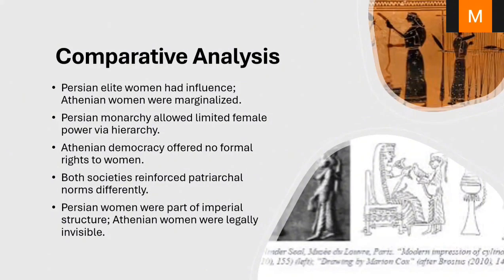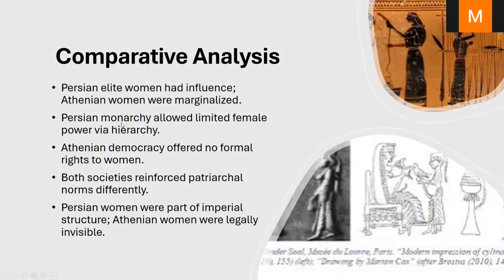Now we are going to comparatively analyze the two, the monarchist women and the non-monarchist women's lives. Now let's begin. In Persia, we can see that particularly among the elites, women had a degree of political influence, albeit indirectly through their familial ties to male rulers. Royal women could manage estates, participate in court politics, and act as diplomats. So they had their rights well established.